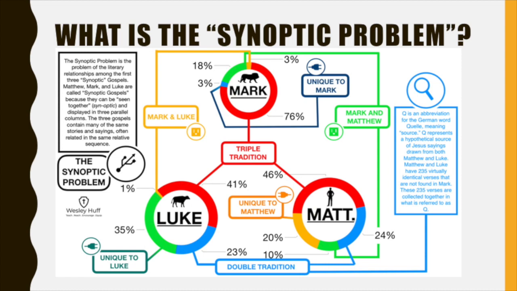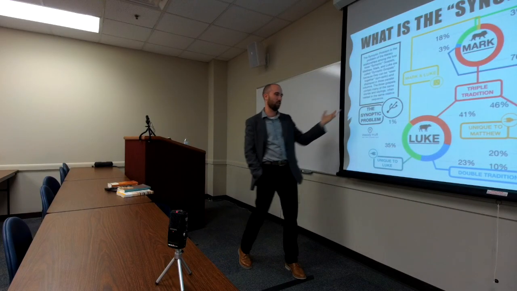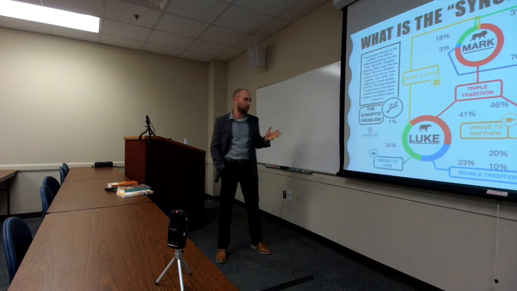Okay, so taking a look here, this is a chart from Wesley Huff. I want to give him credit for this chart. This describes the commonalities and agreements between the three Gospels, the three Synoptic Gospels. The red is the triple tradition, material common to all three. Some of the color coding is a bit odd. That's sort of an orange-yellow unique to Matthew, but also Mark and Luke. Maybe you could have gone with the purple or something like that.